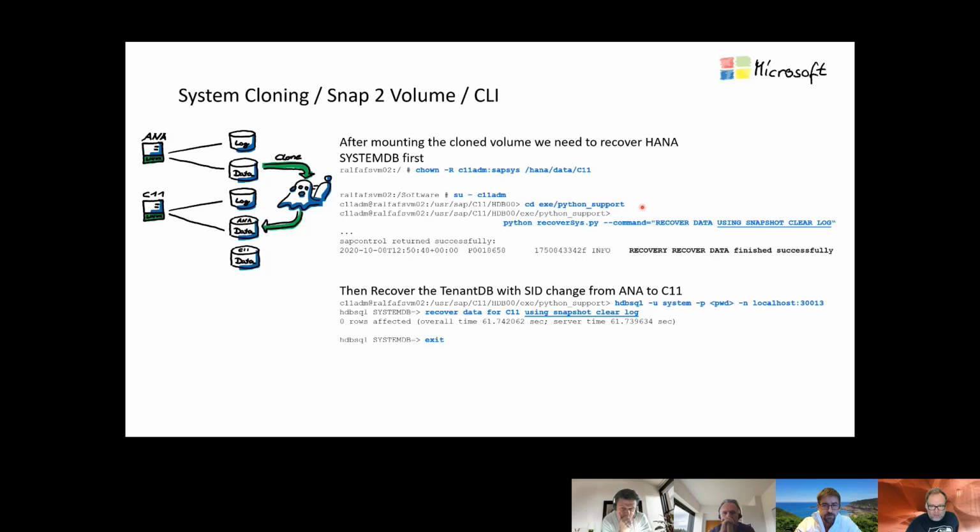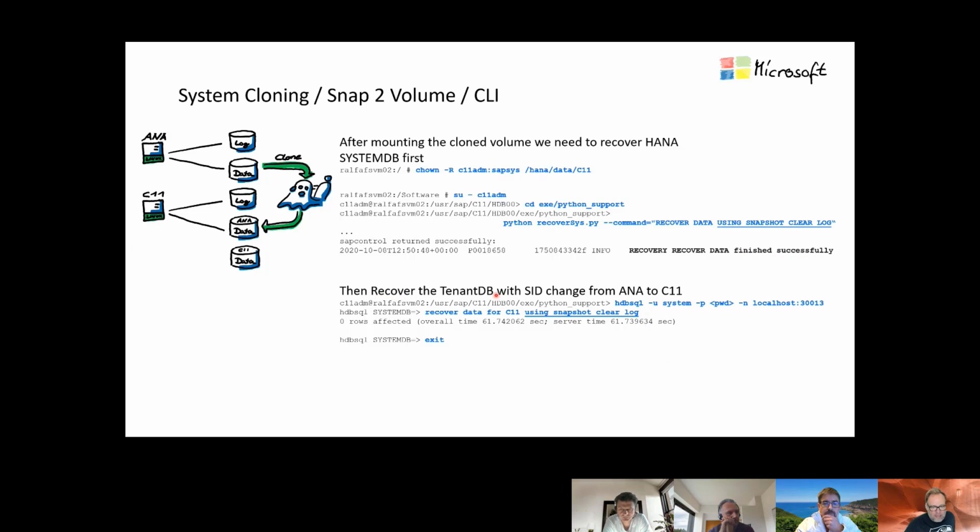You go into the Python support directory, and now it's a little bit different. You call the Python recover command, recover data, and not recover database anymore. So recover data using snapshot and say clear log. With using snapshot clear log, we do not apply any log files, because of course this is not what we want. And then we also reset or recreate that log area. After a while, once this database is recovered, it comes back with recovered database finished successfully. That is our positive message.